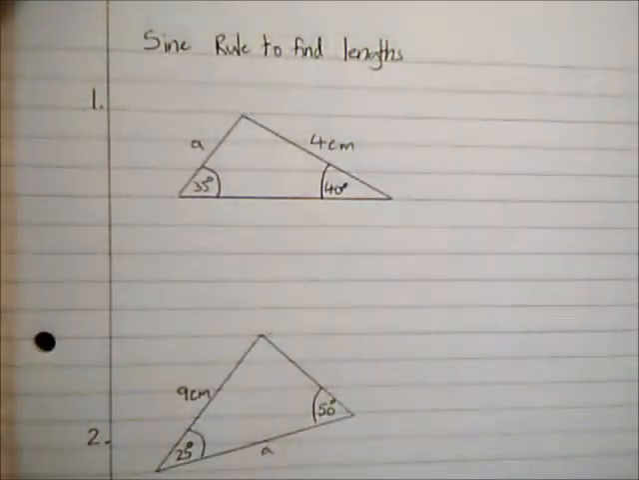In this video we're going to look at how to use the sine rule to find the missing lengths in triangles. So we can use the sine rule when we are using two sides and the two opposite angles in some way.